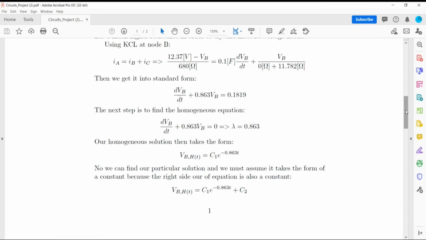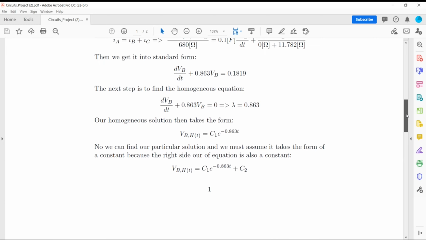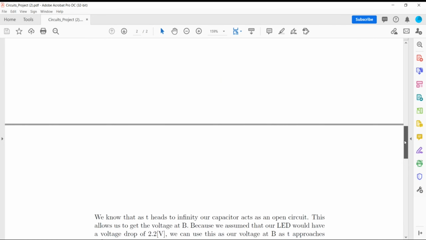Moving on to the analysis portion, we will do KCL at node B. So the current coming in is equal to the current leaving, use Ohm's law, and eventually get it to the standard form for a single order differential equation. From that, we will find the homogeneous solution and the particular solution.